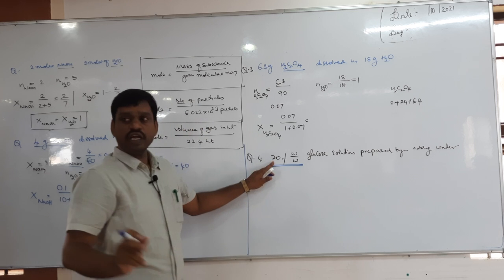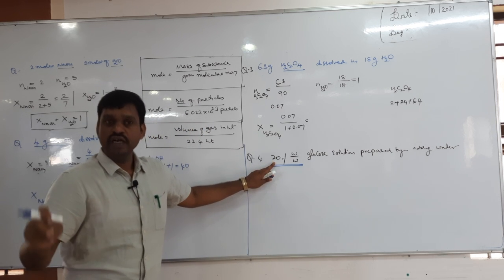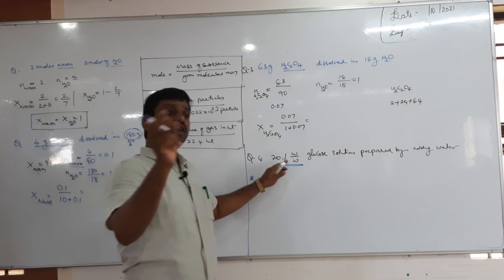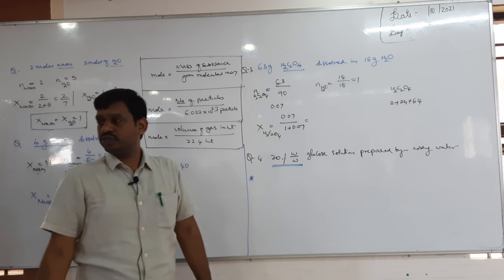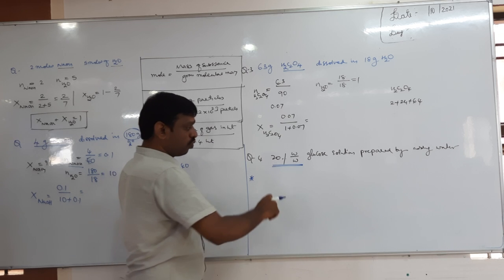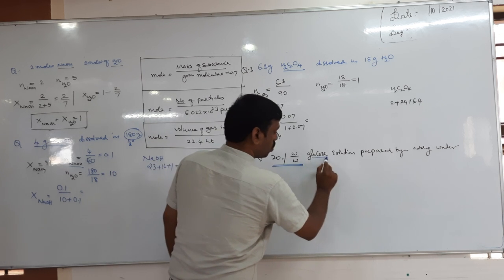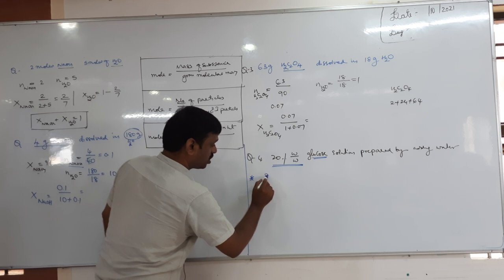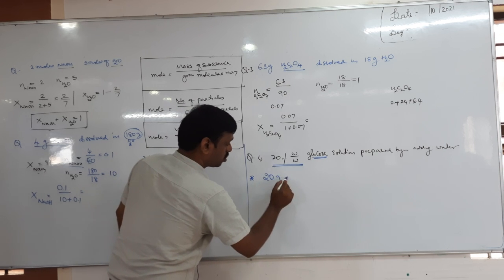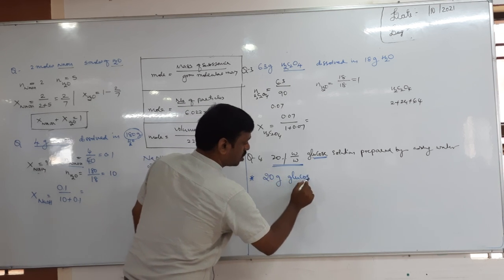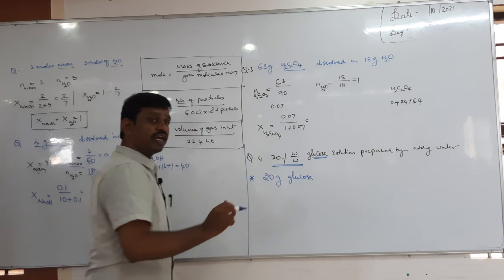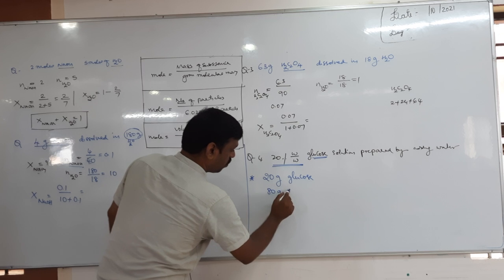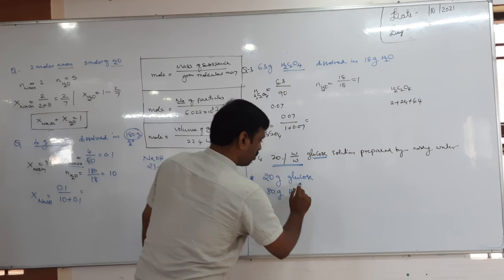It is 20 grams of the solute present in 100 grams of the solution. Then how many grams of the solvent? 80 grams. So what is the solute here? Glucose. What is the solvent here? Water. Therefore the solute is 20 grams of glucose, and you can take directly 80 grams of water. Then calculate the mole fraction of glucose.